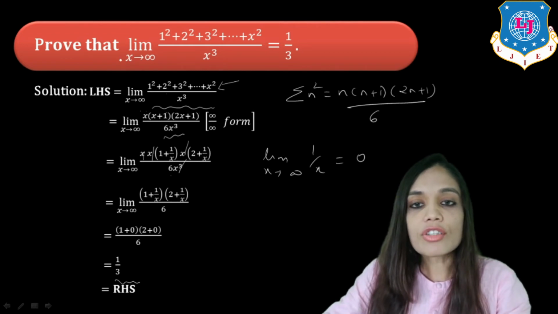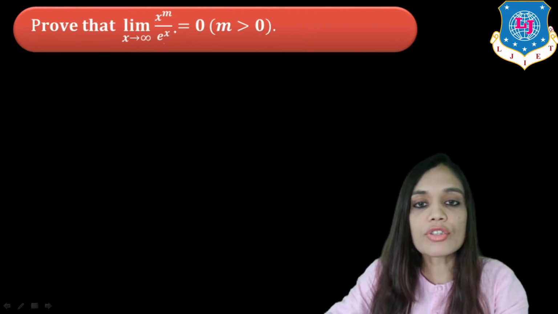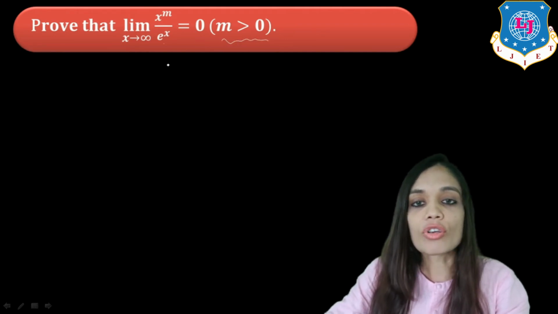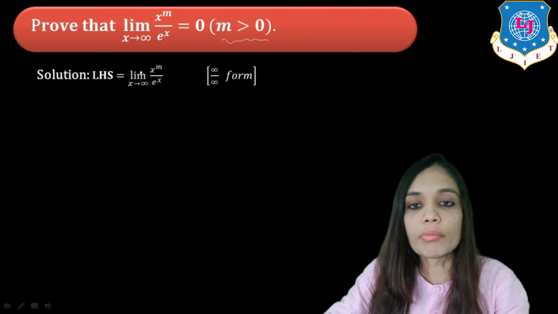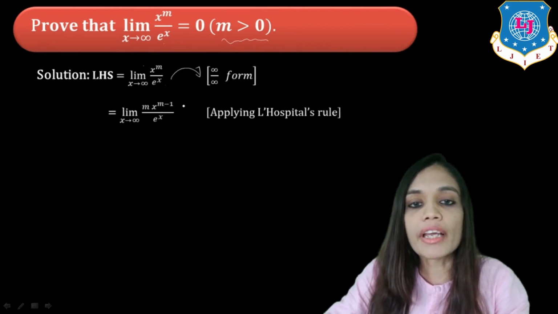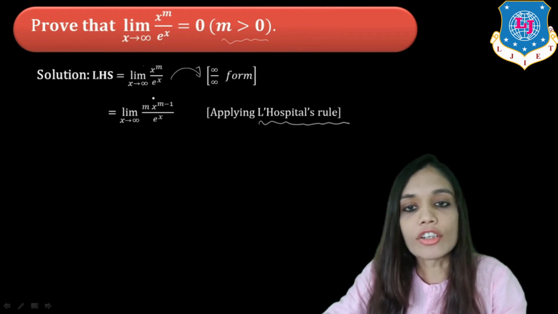Okay. Now let us solve one more example, that is we have to prove that limit x tends to infinity x raised to m upon e raised to x is equal to 0, and here our m is greater than 0. So let us start with the solution. That is, we are given LHS is equal to limit x tends to infinity x raised to m upon e raised to x. Now if you put infinity in the numerator and denominator, which form you will get? Infinity by infinity.